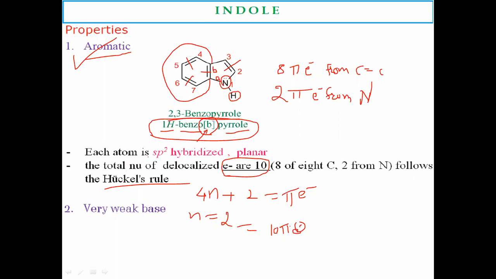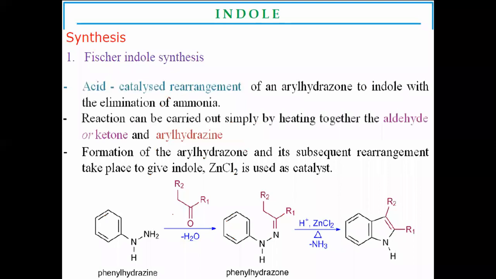In the orbital picture, all the atoms present in indole are sp2 hybridized and planar in structure. The second property of indole is that it acts as a very weak base as compared to pyrrole. After the properties of indole, we have to move on to the preparation reactions or synthesis of indole. The first and most important synthesis, generally asked in the examination, is the Fischer indole synthesis.